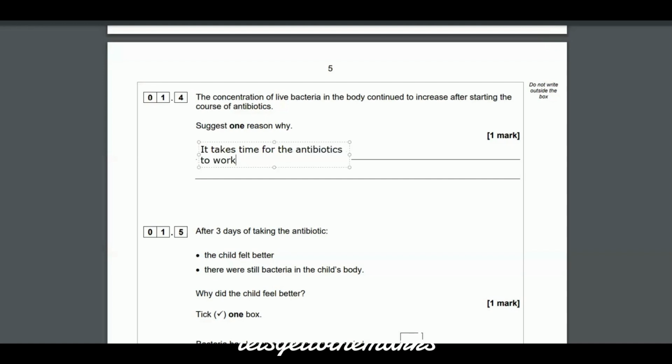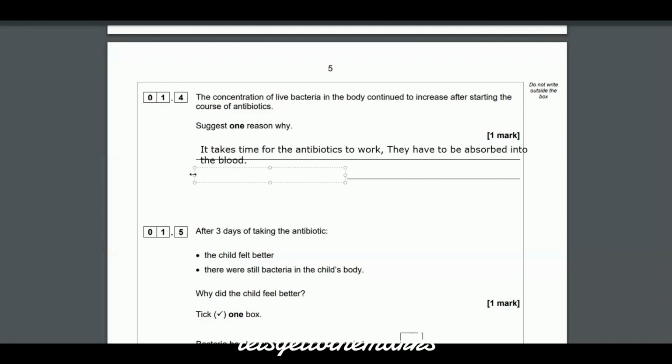But what does that mean? They have to be absorbed into the blood. You swallow the pills, but they don't instantly work. They've got to go to your stomach. They've got to be digested. They've then got to travel in your blood to the right places and kill the bacteria. So they're going to take some time.